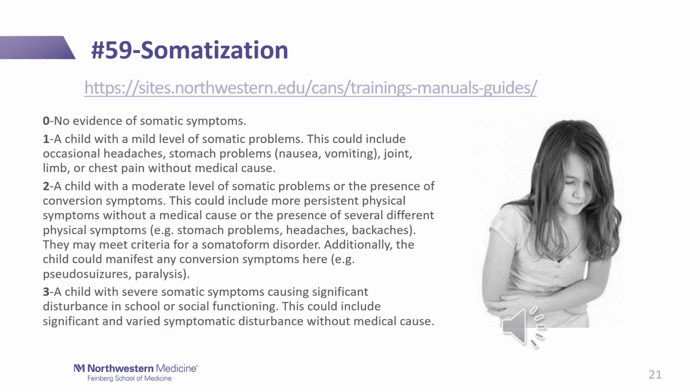Again, looking at item levels for 59, somatization. A 1 is a child with mild level of somatic problems. This could include occasional headaches, stomach problems such as nausea or vomiting, joint, limb, or chest pain without medical cause. A 2 is a child with a moderate level of somatic problems or the presence of symptoms without a medical cause or the presence of severe different physical symptoms.